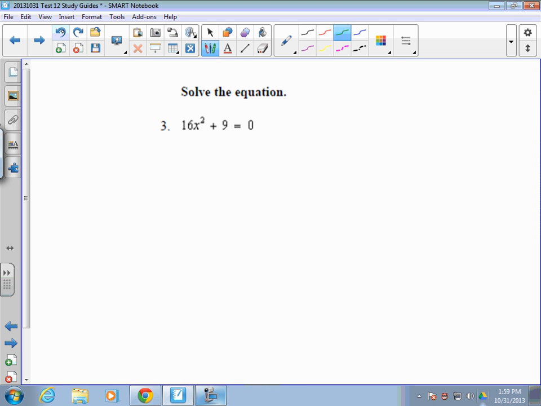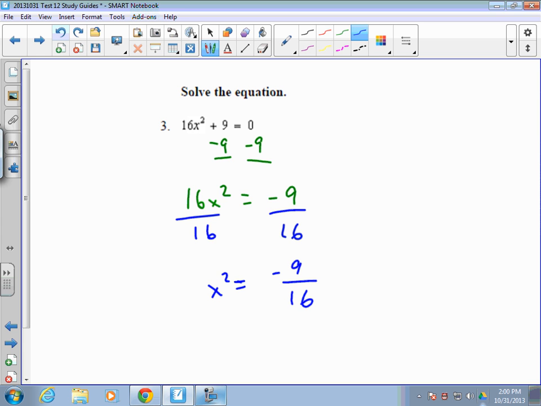Then we have to solve the equation for number 3. You just work your order of operations backwards. Get rid of plus 9. 16x squared equals negative 9. Get rid of 16 times something by dividing by 16. And you have x squared equals negative 9 over 16. Get rid of squaring something by taking the square root of it. Do the same to the right. So you have x equals the square root of negative 9 over the square root of 16.